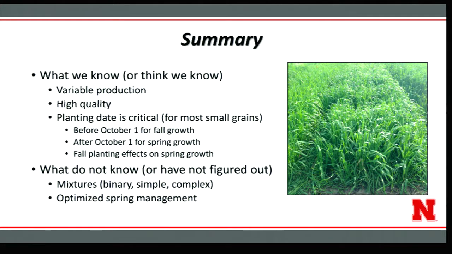Planting date is probably the most critical factor that we see for growing small grains for forages. If we look at a date before October 1st, that's the planting date that we can expect fall growth for forages. Planting dates after October 1st, we don't really expect any fall growth, but we do have expectations that we can have significant amount of spring growth.